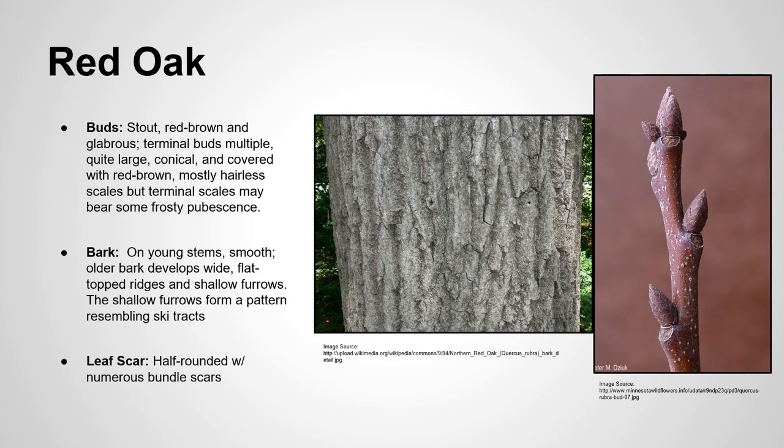Next, we have red oak, a common hardwood. The buds are reddish brown, stout, and glabrous. And glabrous means smooth and hairless. The terminal buds, however, are large and conical and may have subtle pubescence, which means kind of soft, fine hairs. The bark on young red oaks is smooth, but eventually develops wide, flat top ridges. Some think the furrows between those ridges form a pattern resembling sea tracks. And the leaf scar is a half-rounded shape with numerous bundle scars inside.